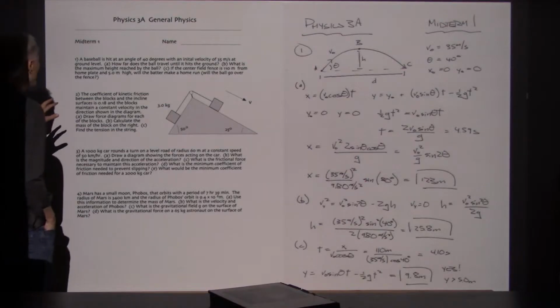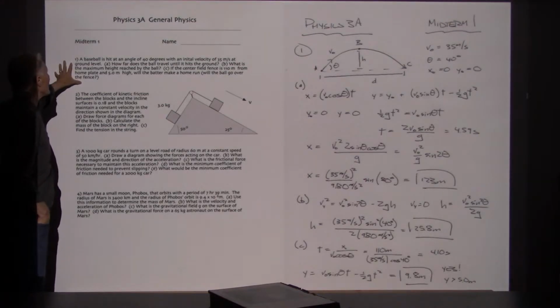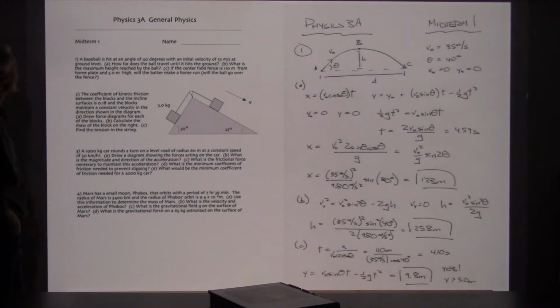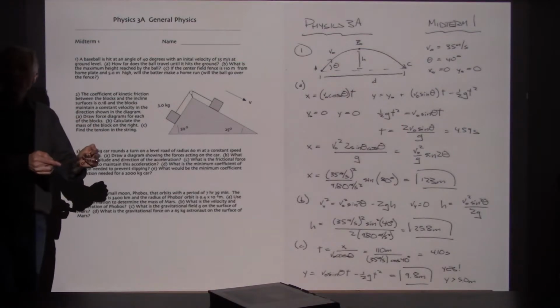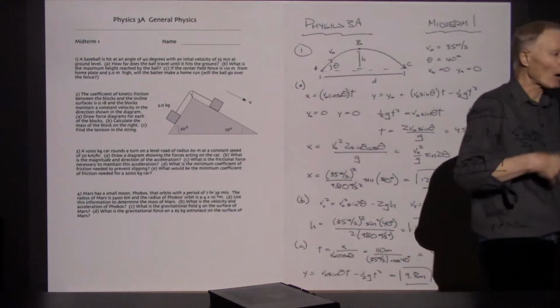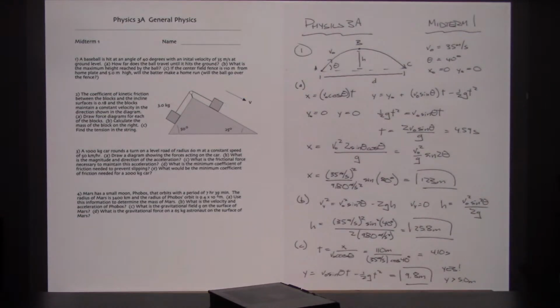Now, on this set of problems, problem 1 actually is 2-dimensional. This is a baseball being hit at 40 degrees, initial velocity of 35 meters per second. So kind of the standard sort of questions: how far does the projectile travel, how high does the projectile go, and will the projectile make it over the fence so that it's a home run?